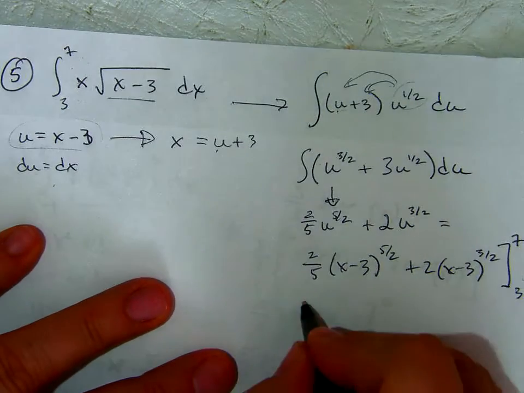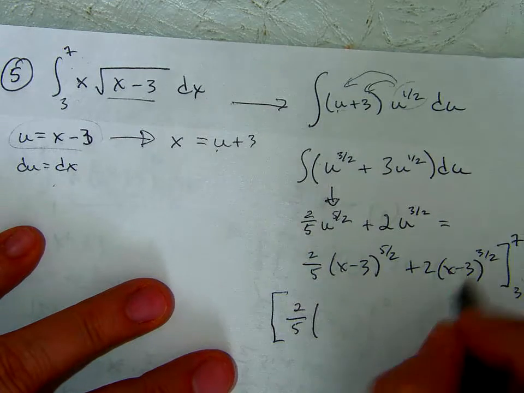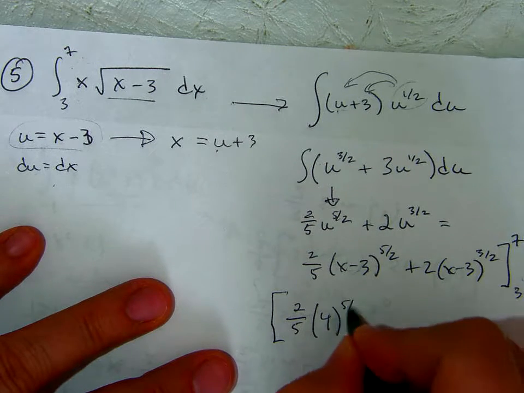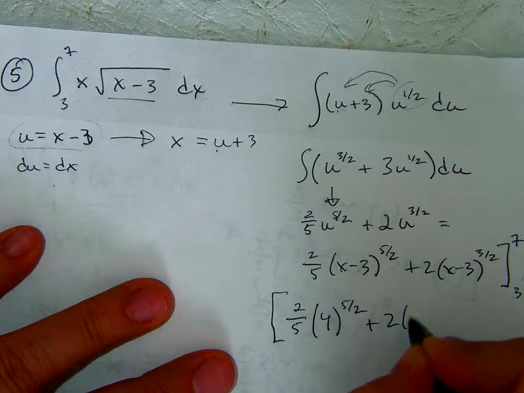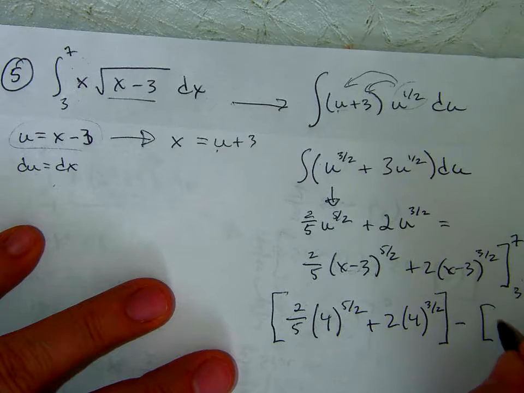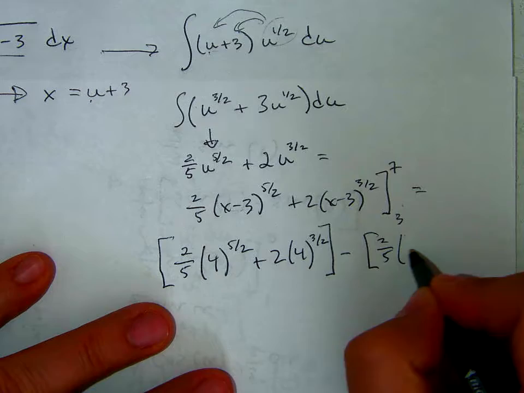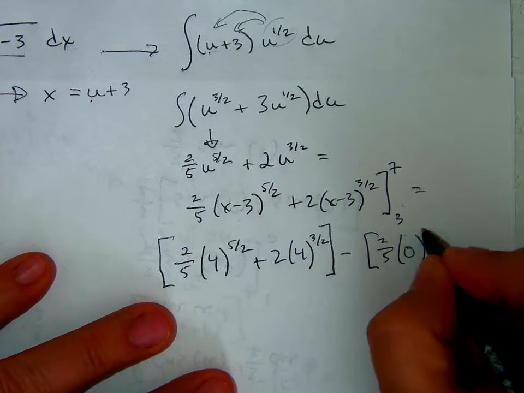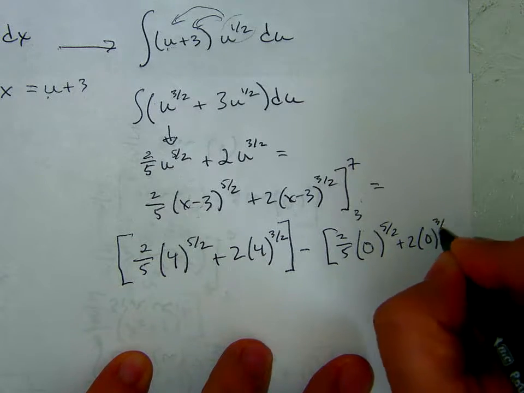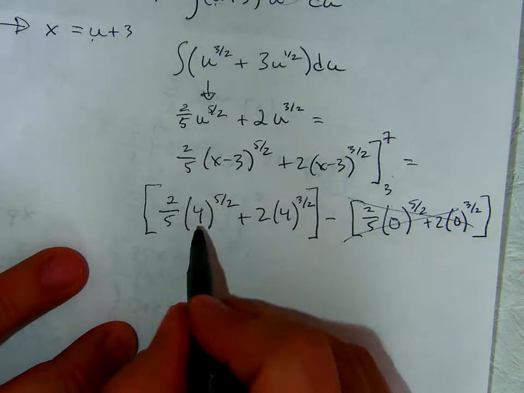So when I go to evaluate this, I've got 2/5 times 7 minus 3 is 4. So 4 to the 5/2 plus 2 times 4 to the 3/2 minus 2/5. Oops, running out of space here. Times 3 minus 3 is 0. So this is all going to be 0 over here. I don't really care about this, so this whole thing is just going to be 0.